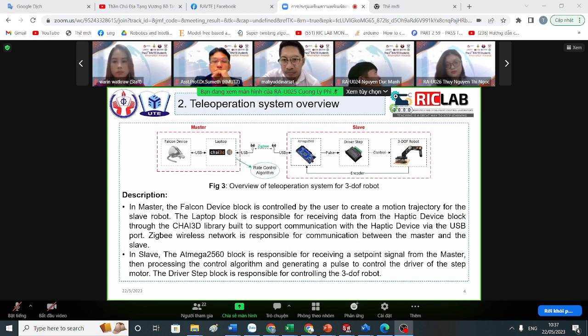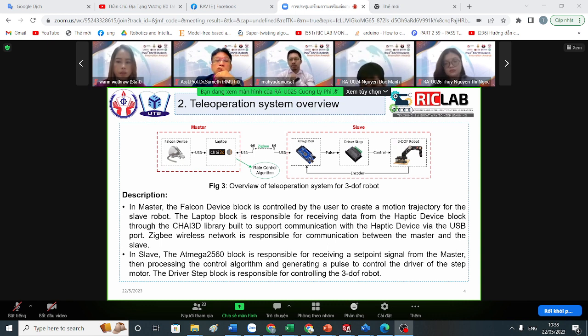The overview of the teleoperation system for 3D has two elements, the single master and single slave. In the master, the haptic block is used by the user to read the motion trajectory for the slave robot.